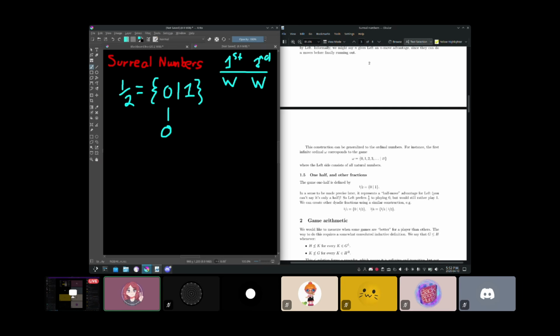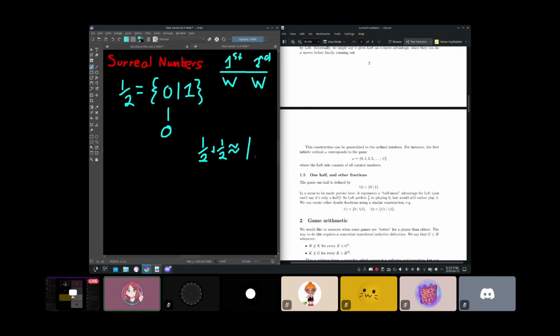So why do I call this 1/2? Well, I can't quite explain yet because I haven't gotten into game arithmetic, but I can kind of spoil it. The idea is that there's going to be some way to add numbers together, and we're going to get the equation that 1/2 plus 1/2 is not quite equal, but kind of equal to 1. Again, it's a future topic, I'll get there. But that's the idea of why this is called 1/2.